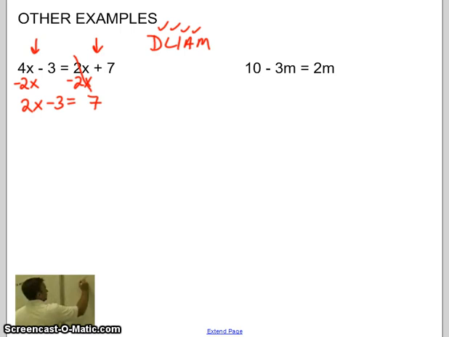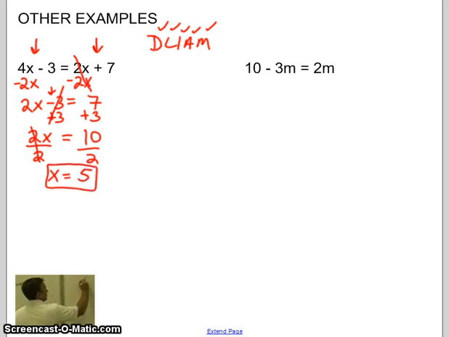Okay, I have this negative 3 next to my variable, so I'm going to add 3 to get rid of it. These cancel. I have 2x equals 10 left over. Okay, and then I'm going to multiply or divide to get x by itself. Divide by 2, and we get x equals 5. Okay, and we're not going to check that one just for time.